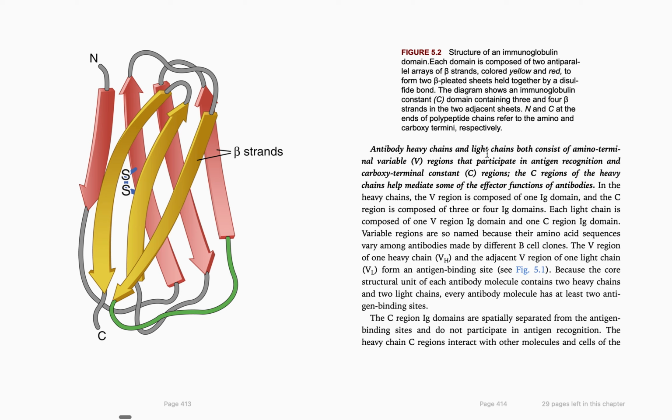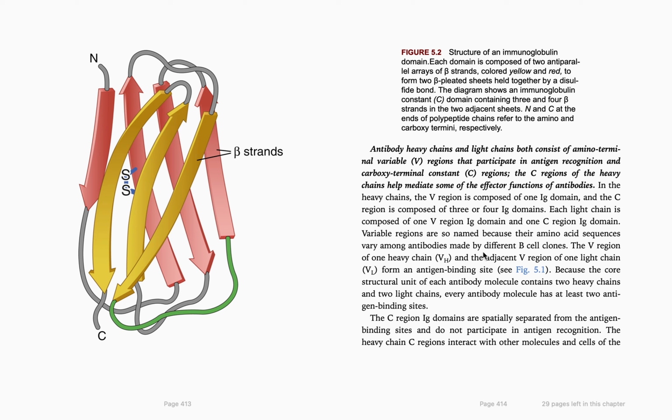Antibody heavy chain and light chain both consist of amino terminal variable V region that participates in antigen recognition and carboxyl terminal constant C region. The C region of the heavy chain helps mediate some of the effector functions of the antibodies. In the heavy chain, the V region is composed of one Ig domain, and C region is composed of 3 or 4 Ig domains. Each light chain is composed of one V region, variable region, Ig domain, and one C, constant region, Ig domain.